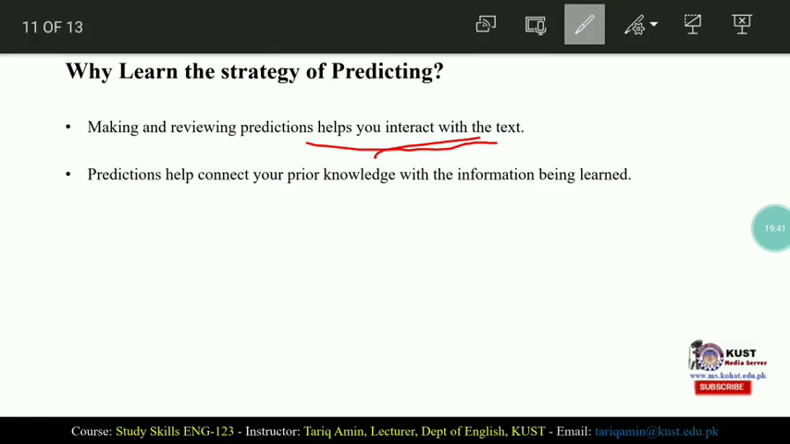Predictions help connect your prior knowledge with the information being learned. When you predict while reading different reading material, it helps you connect your prior knowledge with the information you are learning from the text. Prediction helps you connect the information that you are reading from the text with your prior knowledge.